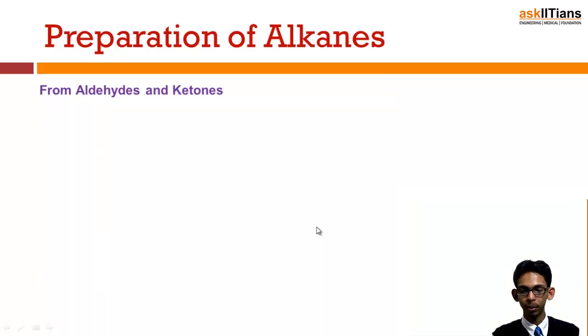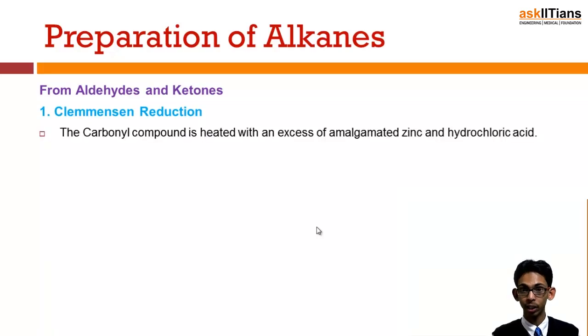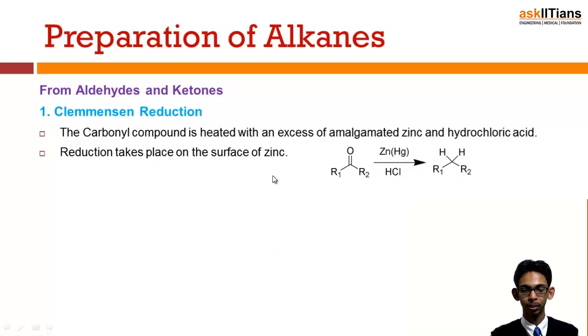Next is preparation of alkanes from aldehydes and ketones, and it is known as Clemmensen reaction. It is an important name reaction again. Carbonyl compound is heated with excess of amalgamated zinc and hydrochloric acid. Amalgam, we know, is an alloy of mercury. So zinc which is treated with mercury and hydrochloric acid, when they react with carbonyl compound, they actually reduce the aldehyde and ketone to form alkanes, and this reaction takes place on the surface of zinc.